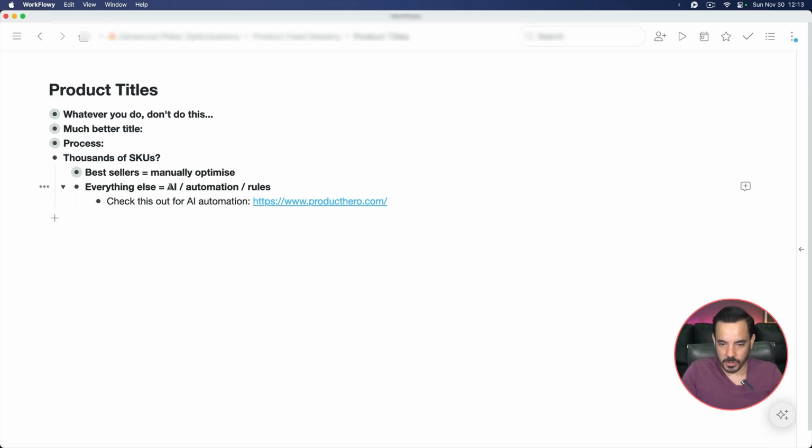These guys will allow you to use AI, automation, and rules to very quickly optimize the product titles of all the rest of your products. And so they've just got a really good user-friendly interface for doing quick AI-based product title optimization. Again, manually optimize your top selling products and use a tool, for example, Product Hero or whatever tool you want to use, to help you speed up the process for all the other thousands of SKUs if you're in the situation where you've got thousands of SKUs that need optimizing.